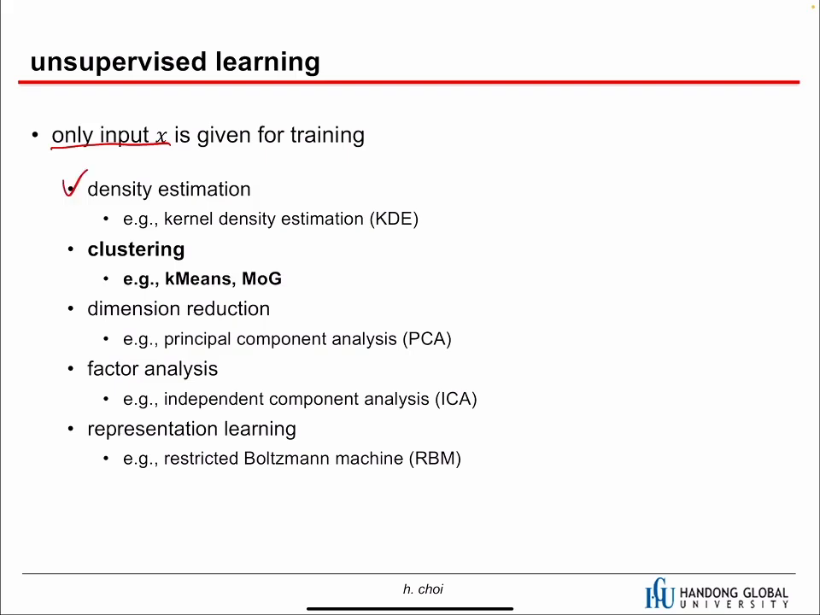First, density estimation. We already talked about it before. Then in this chapter, we're going to talk about clustering. The next one is dimension reduction, in the next chapter. And we have factor analysis. With factor analysis, we're going to talk about hidden factors, the causes, important factors, and then representation learning.